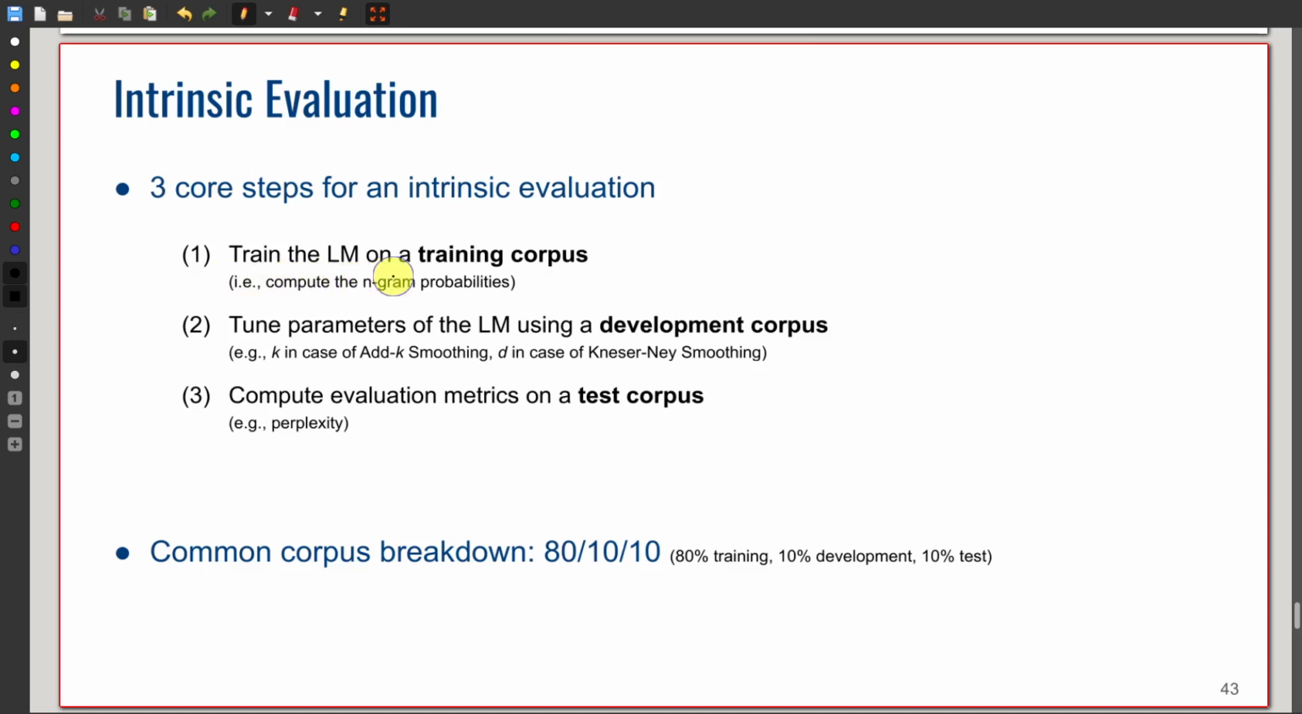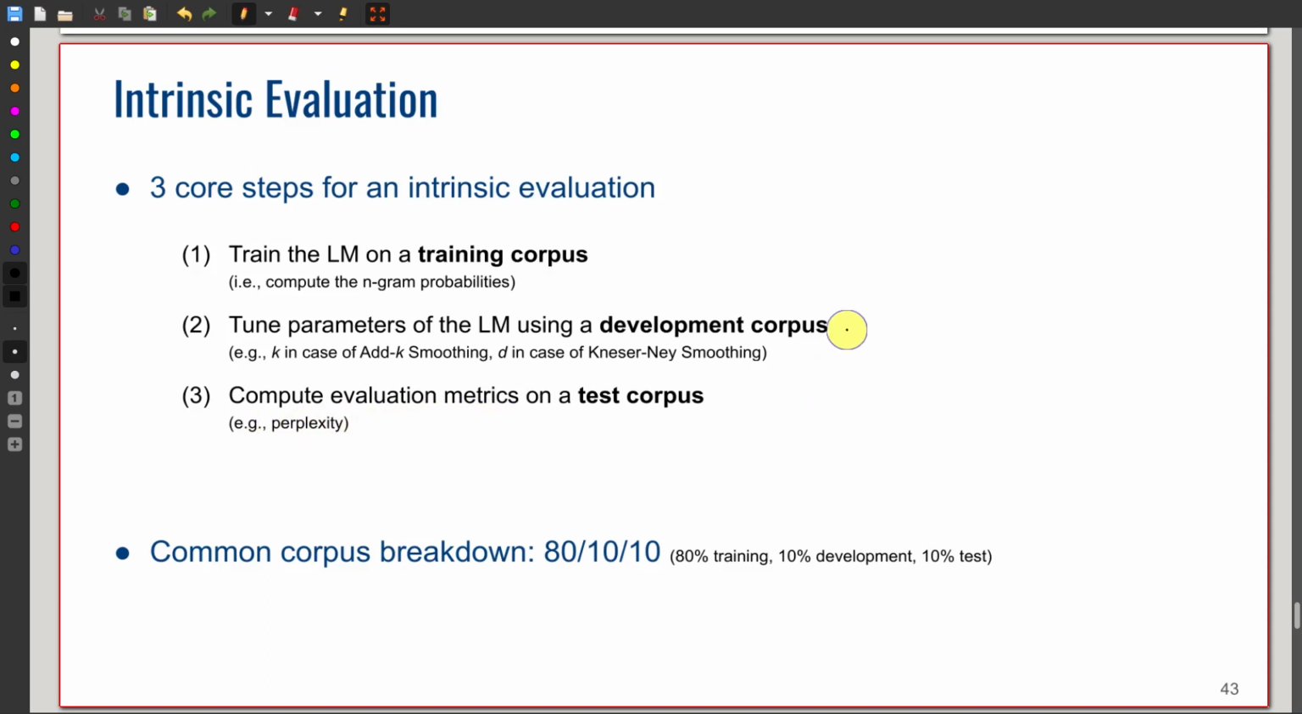Training a language model requires first a corpus of text, whether it's Pride and Prejudice or tweets, or movie reviews. We then need to tune parameters of the language model if they're needed. For example, in Chris's section on smoothing, we saw k for the Laplacian coefficient and d for Kneser-Ney as trade-off. We are then going to compute our evaluation metrics.